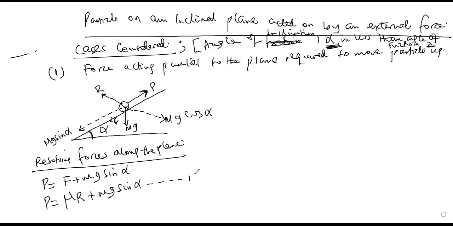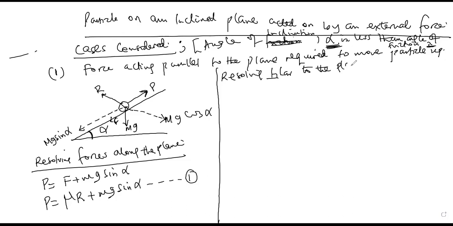If I call this one equation 1, now I resolve perpendicular to the plane. Now I'm looking at the vertical forces. I have R, and R is counterbalancing mg cos alpha, right? You don't talk about mg because you have resolved mg into mg cos alpha and mg sine alpha. So you talk about R facing up equaling mg cos alpha facing down. Is that clear? Yes.